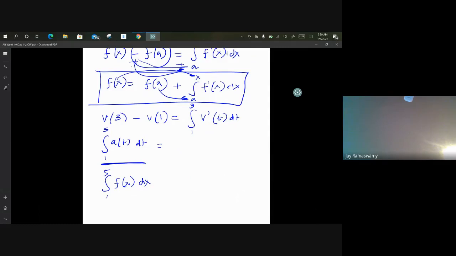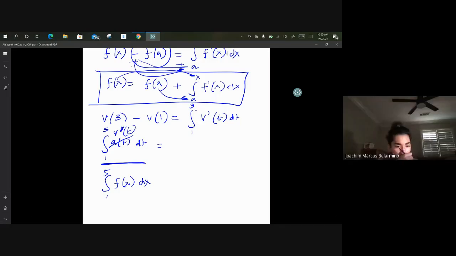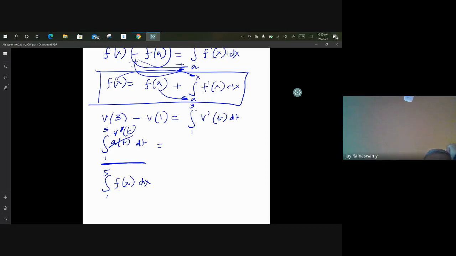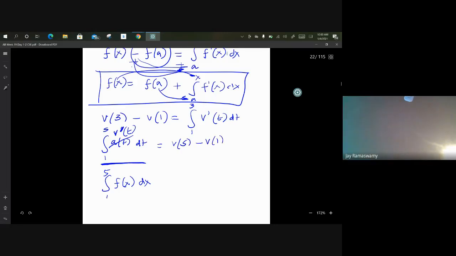Now, smart kids, pay close attention to the lecture. This is today's lesson. Can I write a of t as v dash of t? Very smart. I'm introducing a derivative. Do you see that? Now can I use the net change theorem? Yes. So what am I writing on the right-hand side? I want to see if you understood the lecture. v of 5 minus v of 1. Did everybody understand that? Now that is key for today's lesson.